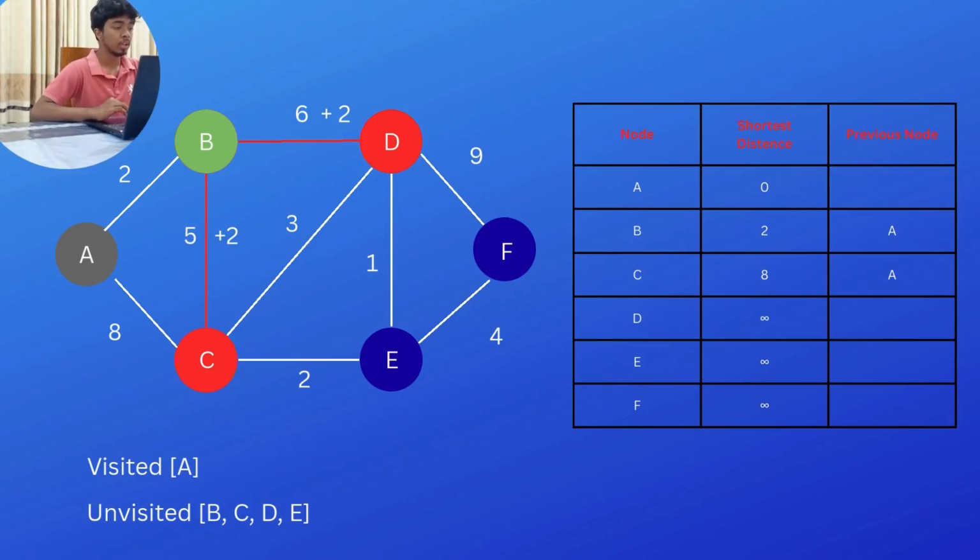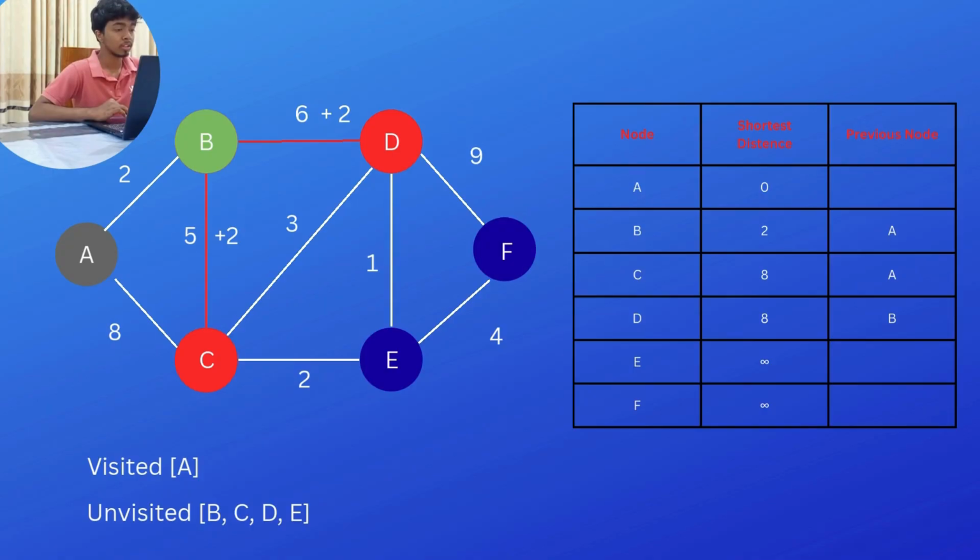So now let's first look at the node D. Node D will have the current distance 8 from A over B, and now we need to check if 8 is less than the current shortest distance that we stored in our table. And the current shortest distance we stored in our table is infinity. So we update our shortest distance to D and set B as previous node.